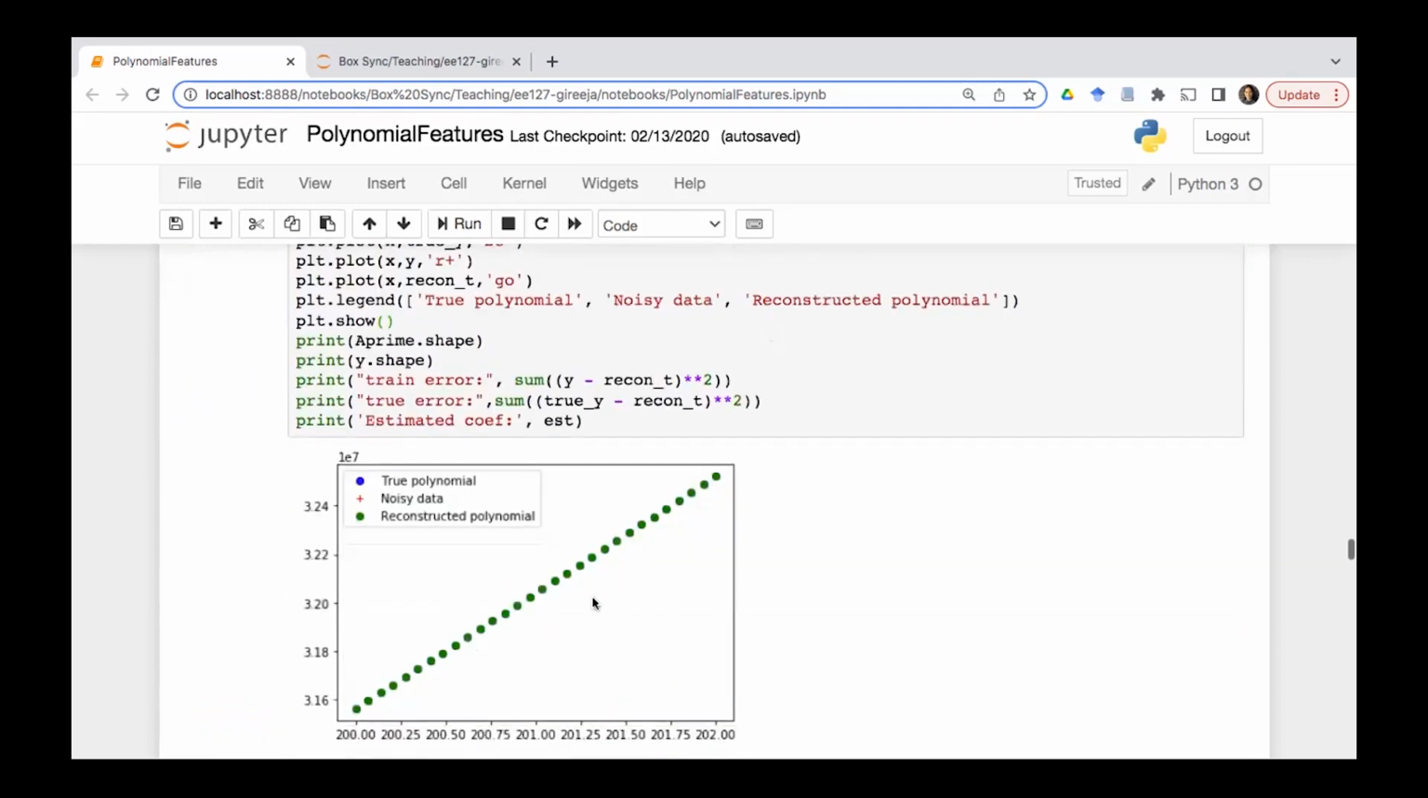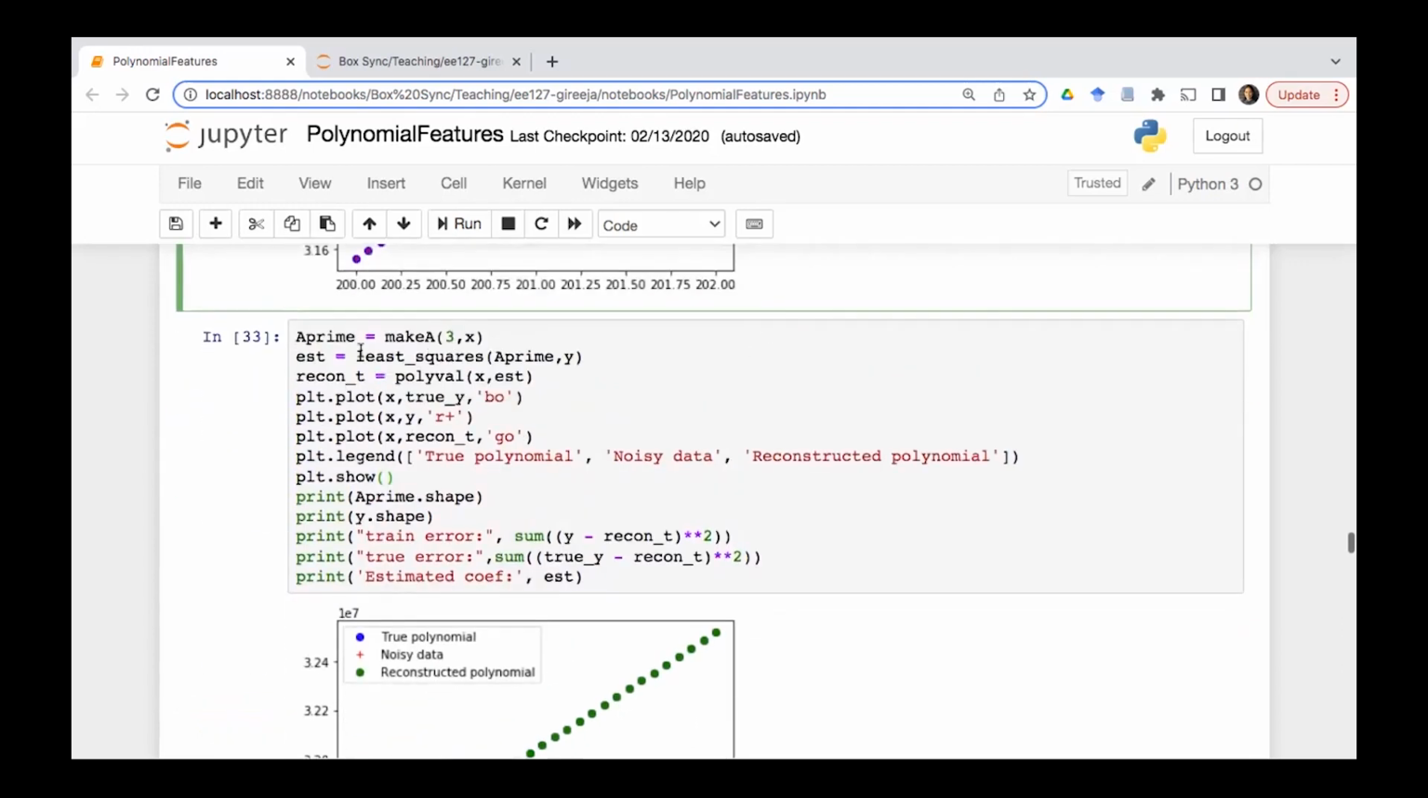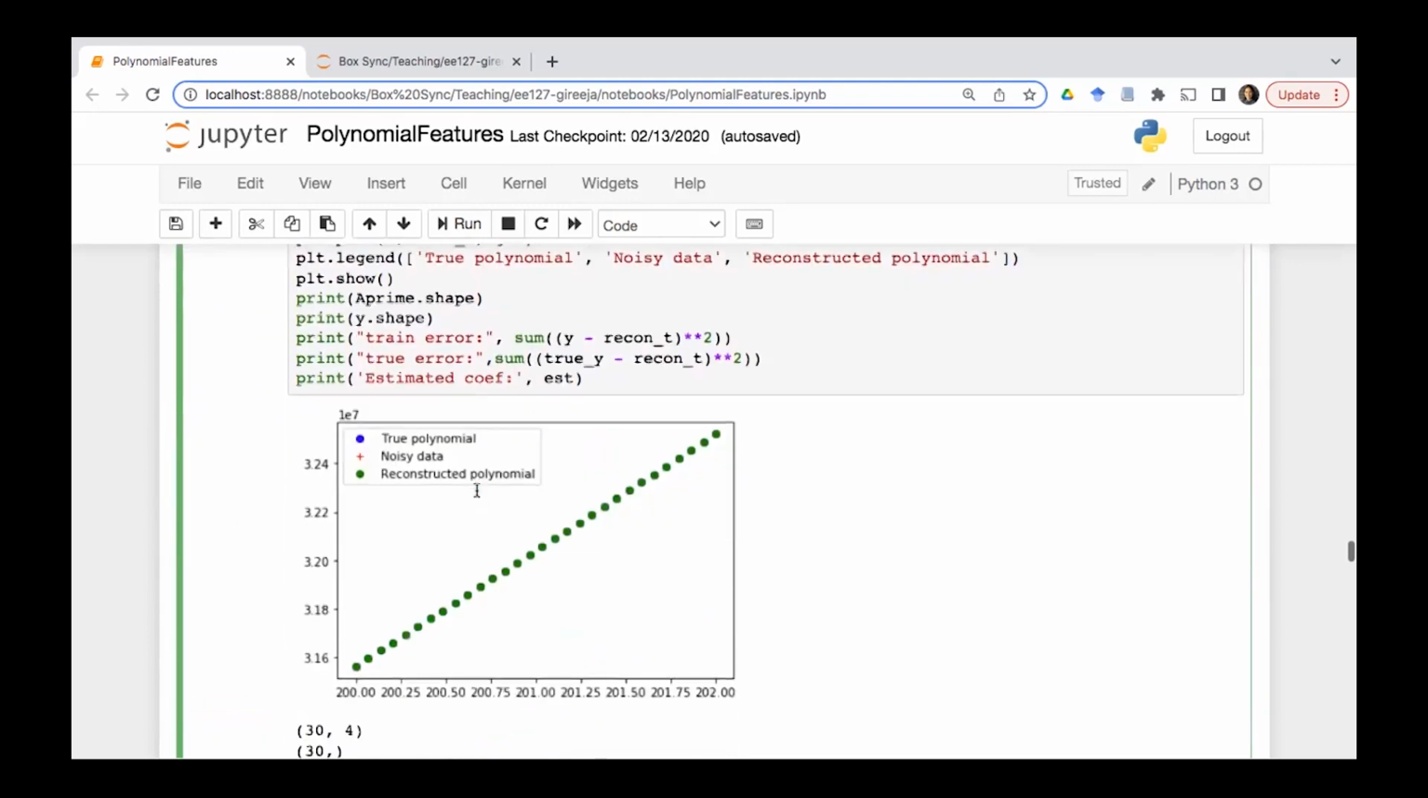Okay. I do the exact same thing. I do least squares, call least squares right here. I reconstruct the polynomial. And now again, the reconstruction is basically the green stars are exactly on top of the blue dots, so you can't even see the blue dots that are plotted underneath, okay?